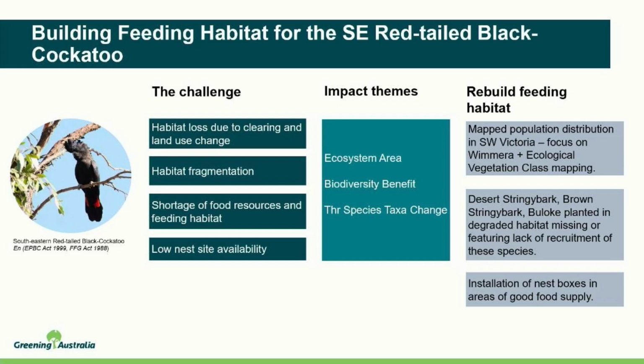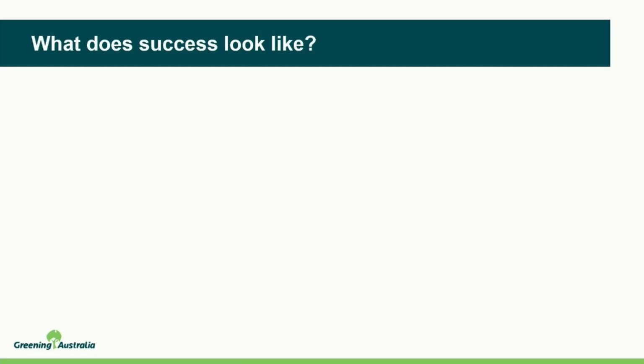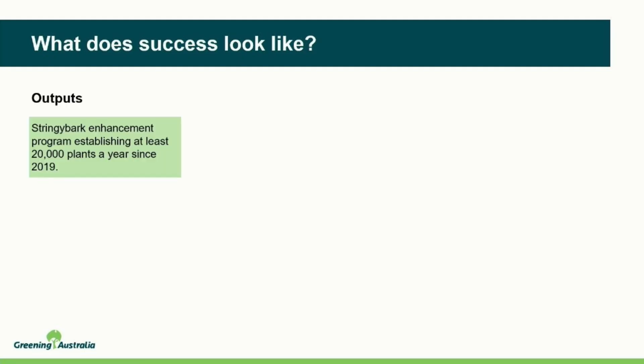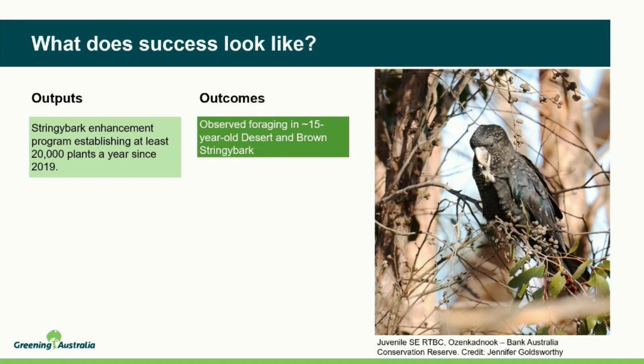Alongside replanting these core species, we also look at installing artificial nest boxes, because we know that it's going to take a really long time for hollows to naturally occur. So what does success look like, and what have we achieved? Our outputs to date include planting approximately 20,000 of these stringybarks a year since 2019. And like I said before, that's typically the endpoint of our projects and what we have time to measure and funding to measure. But we want to move beyond this to understand the impact and outcomes of these activities.